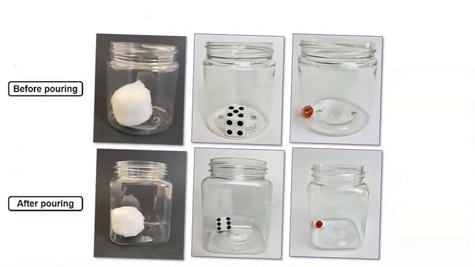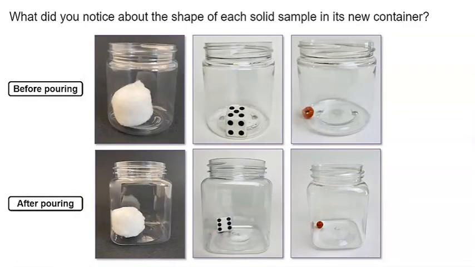Let's start with the solid samples. What did you notice about the shape of each solid sample in its new container? The shapes of the cotton ball, die, and bead are the same in the new containers as they were in the old container.